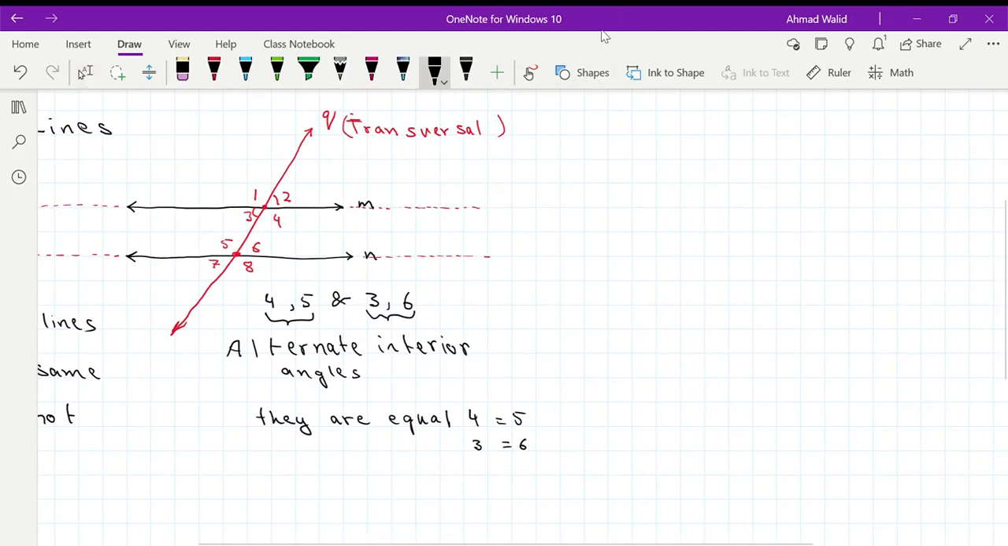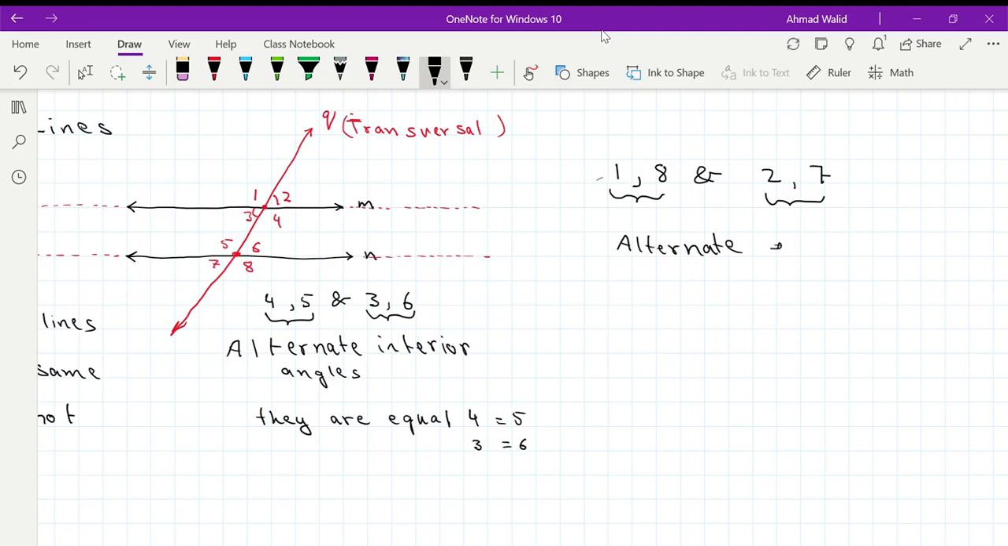At the same time, angle 1 and 8, and also 2 and 7. We call these angles 1 and 8 or 2 and 7, correct? We call them alternate exterior angles.